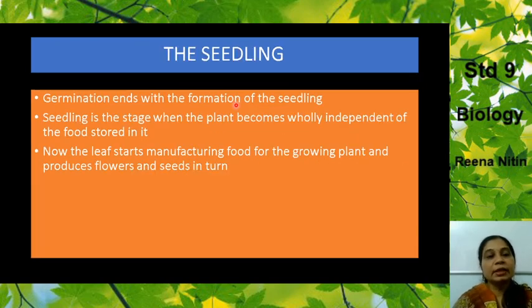Now, what is a seedling? The germination ends with the formation of the seedling. Once a seedling is developed, we can say that the process of germination has ended, and now the seedling is at a stage when it is totally independent. It is independent of the stored food. It is now able to make its own food. It does not have to depend on anyone for its food, on the cotyledons or any part. That is what a seedling is. Now the leaves start manufacturing food by the process of photosynthesis. It later on will produce flowers and seeds and fruits and so on.